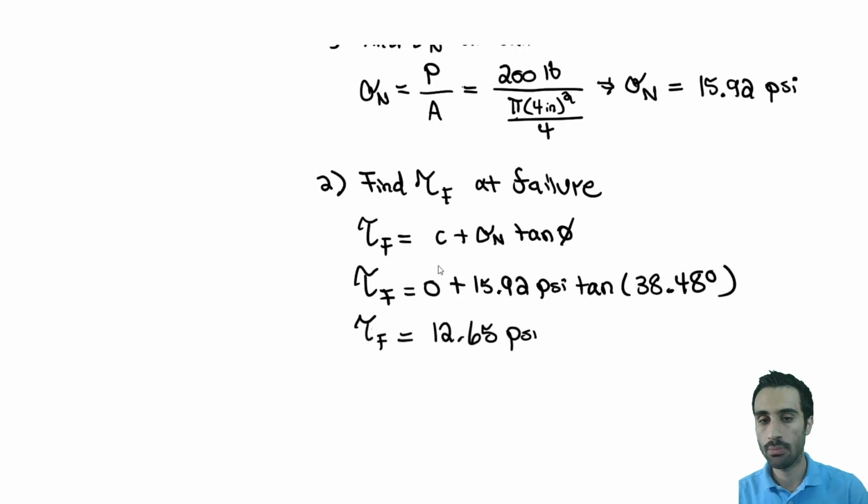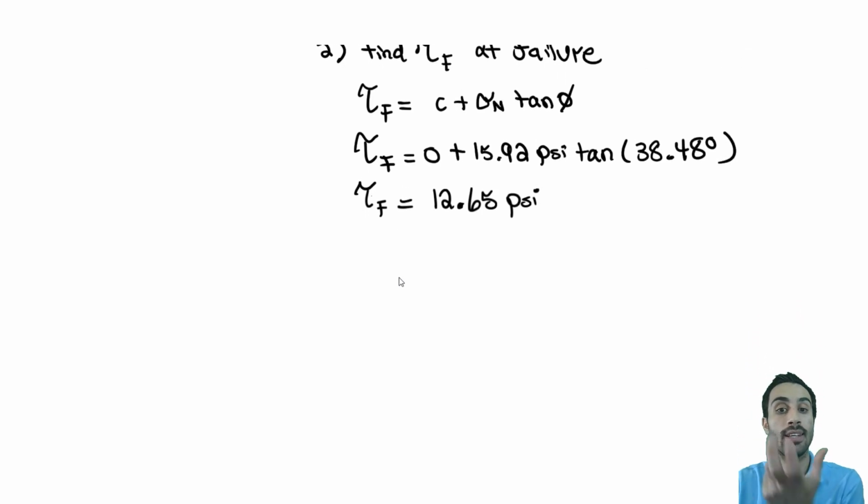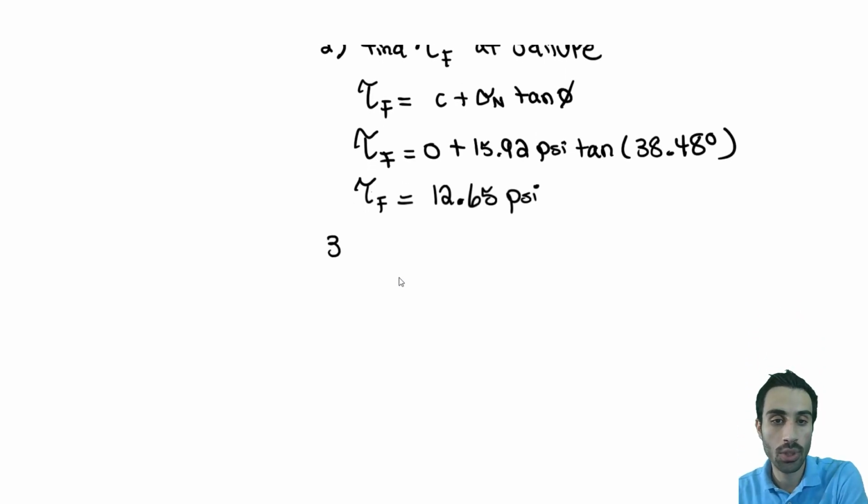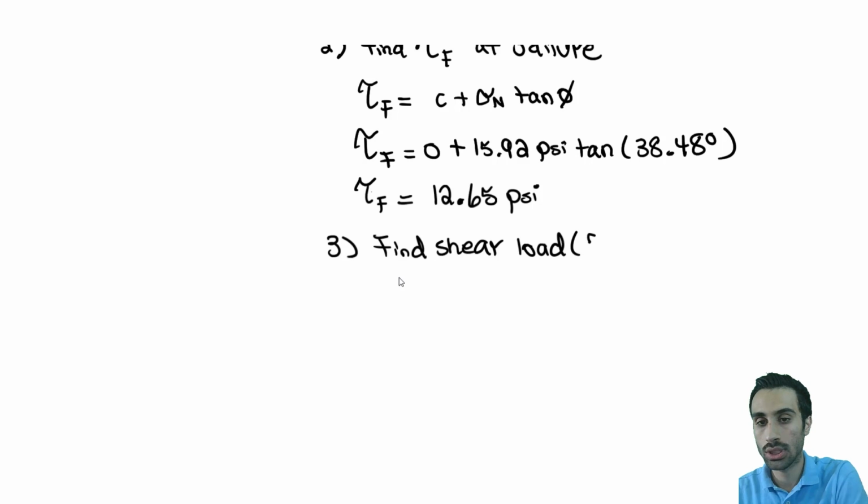So PSI is pound per square inches. So it's still the same units, but it's going to be a shear stress, right? Shear, which is like along the plane. So now that's the shear stress at failure. The last step is to find the shear load or force. Shear load, which is the same thing as force, and that's going to be capital T.